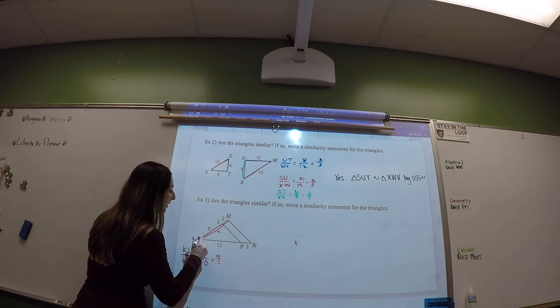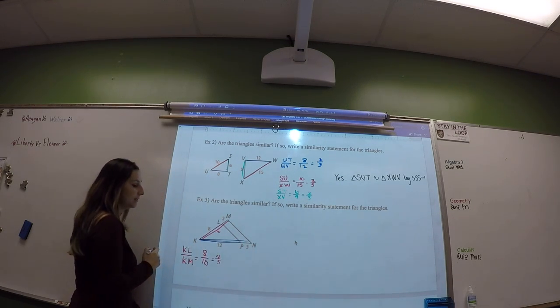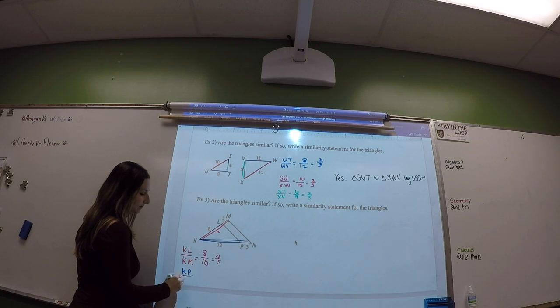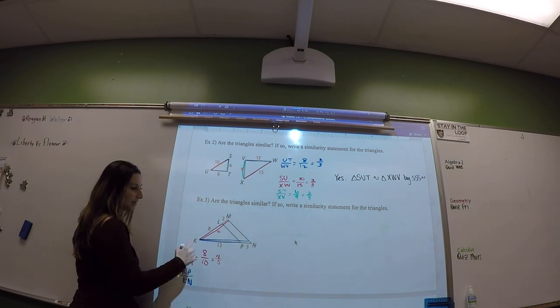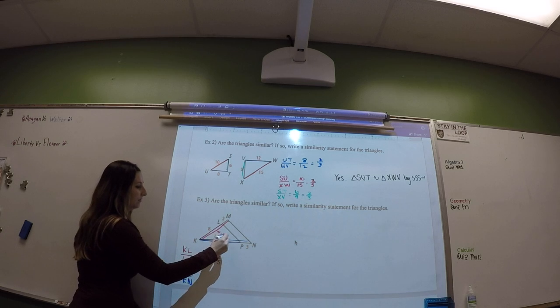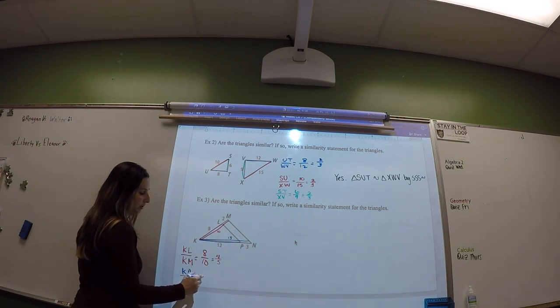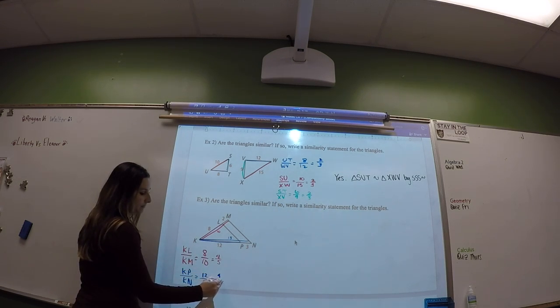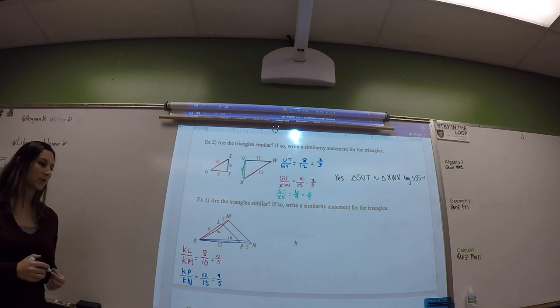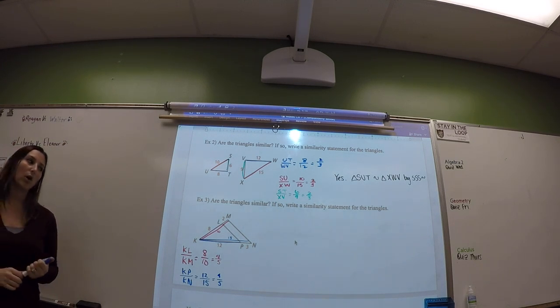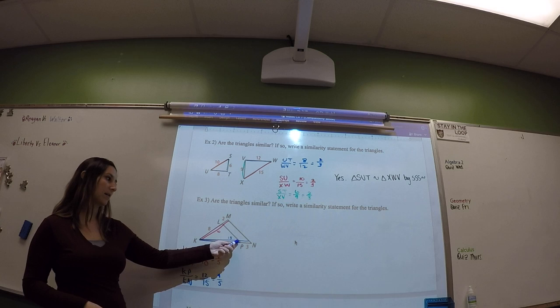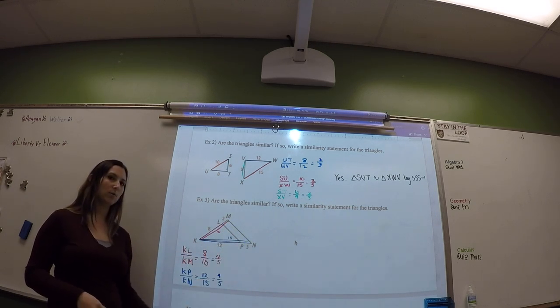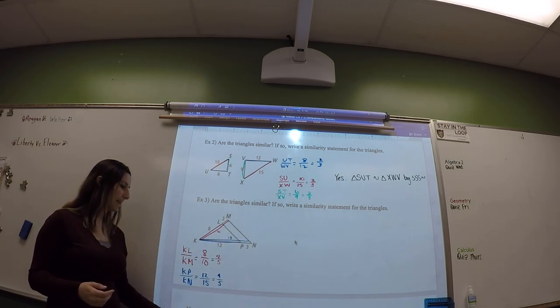Let's check these ones. KP corresponds with KN. How long is KN? 15. So this ratio is equal to 12 over 15, which is 4 over 5 again. So is that enough? No. We don't know the lengths here, so I can't use side-side-side.